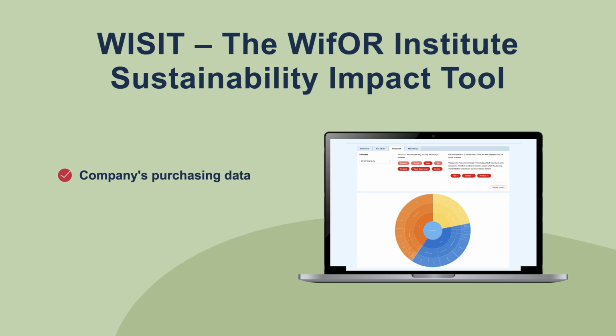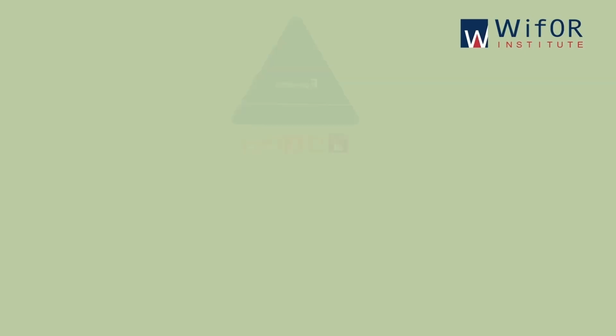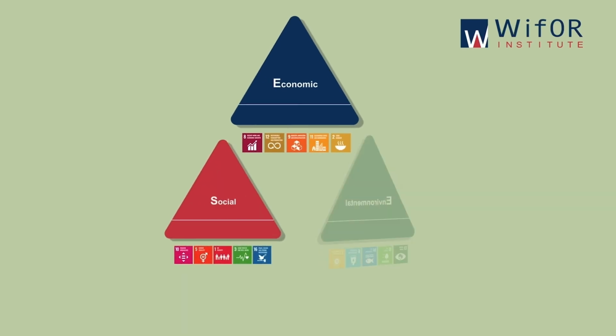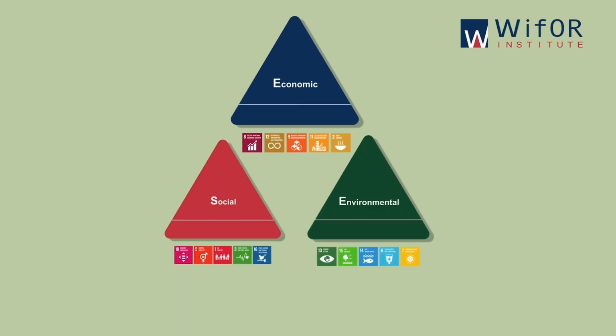The company prepares its data so that their sustainability managers only have to upload it to WISIT for it to be processed. Based on this purchasing data, a company can calculate the economic, social, and environmental effects along its supply chain. This results in the holistic representation of the company's footprint. The calculated footprint can then be broken down in various ways.